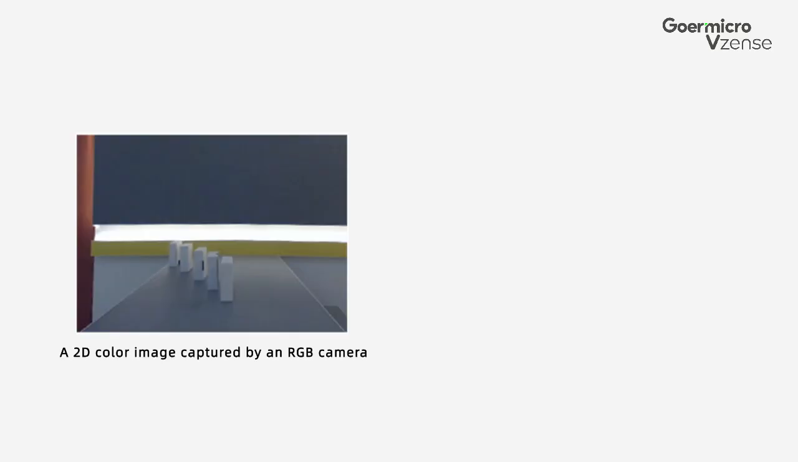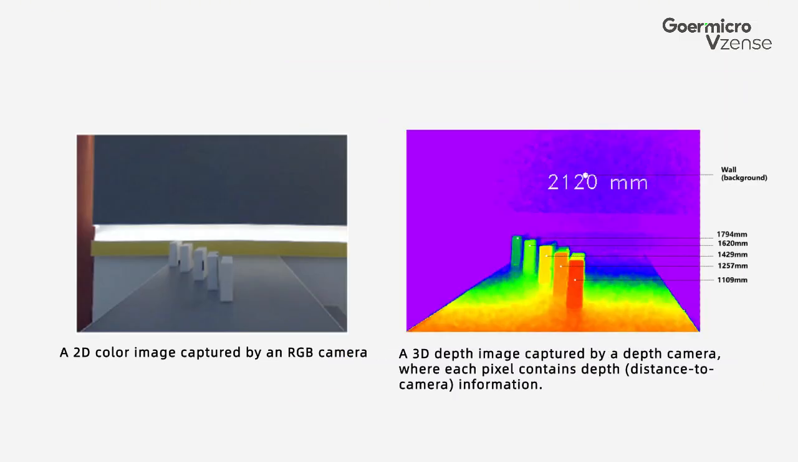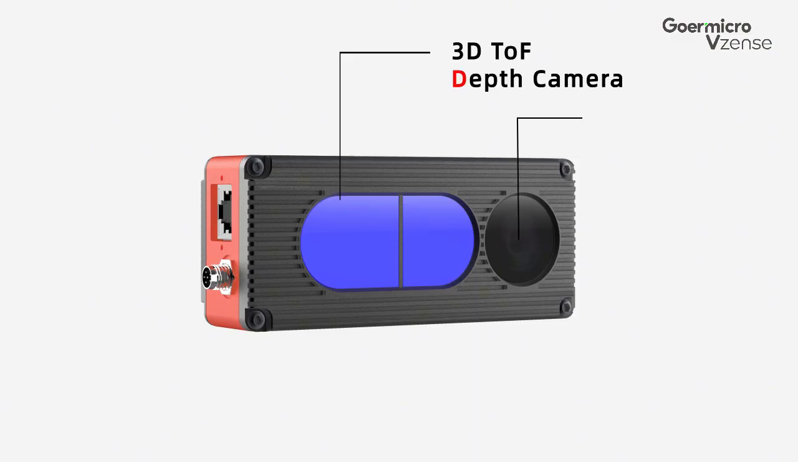Unlike RGB cameras that capture two-dimensional images showing object shapes and colors, a depth camera generates depth maps where each point contains distance information. Thus, an RGB-D camera refers to a depth camera integrated with an RGB sensor.